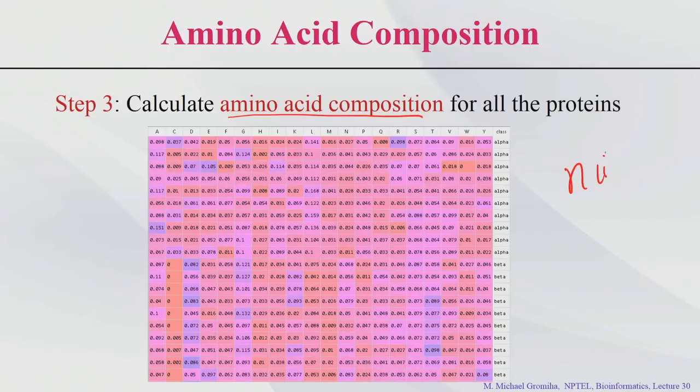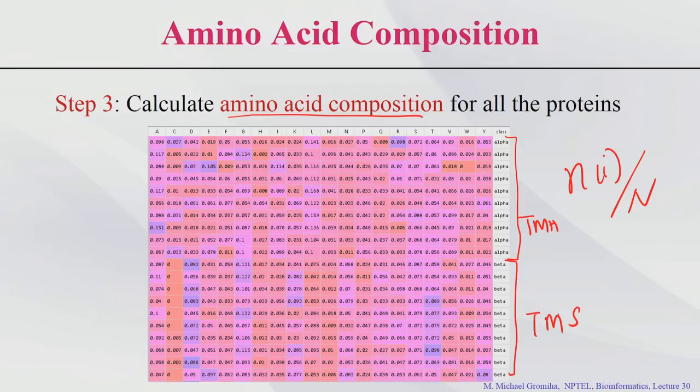Take n_i for the 20 residues divided by n, the total number of residues in a protein. Here I show the data for the different amino acid residues. You can see the 20 amino acid residues and their values. Here is the data for all the alpha TMH proteins, and here we have data for the TMS proteins.